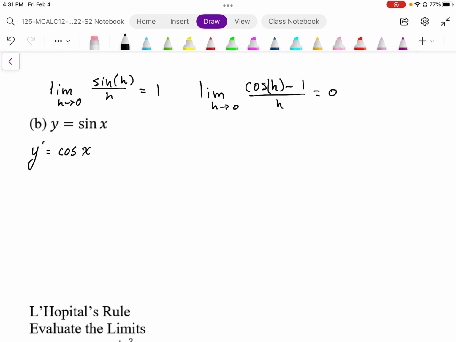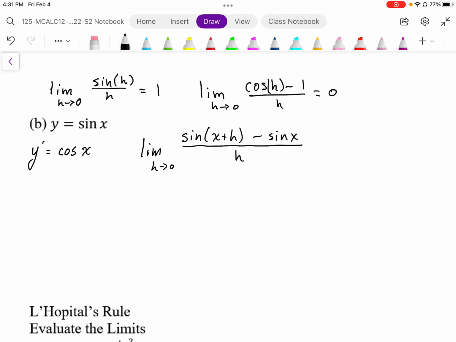Now, I just want to show you this example because we can do things using identities and not necessarily doing everything algebraically, but you would not be expected to do this on your own on a test. So let's set this up though. We want to set up the limit as h approaches 0 of sine of x plus h minus sine x over h.